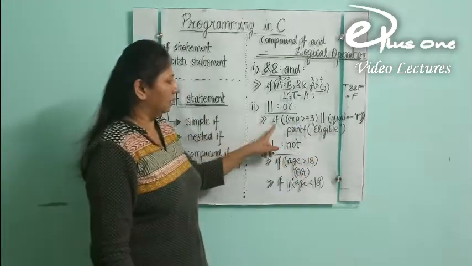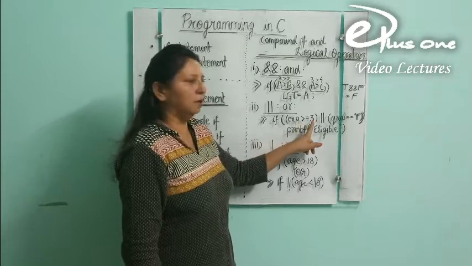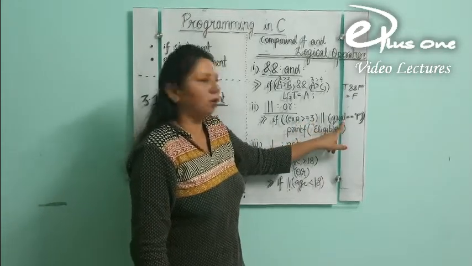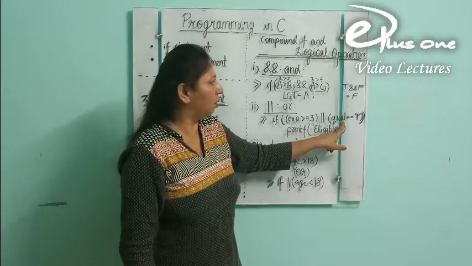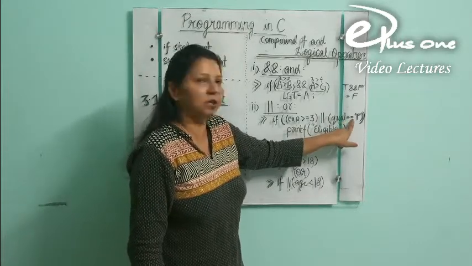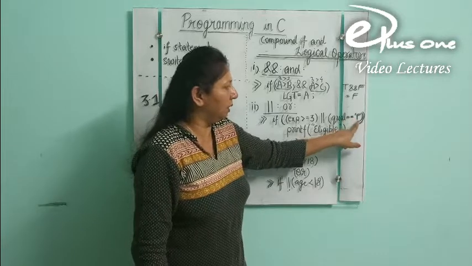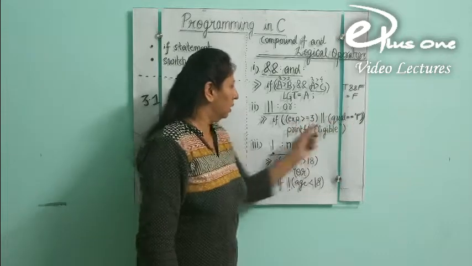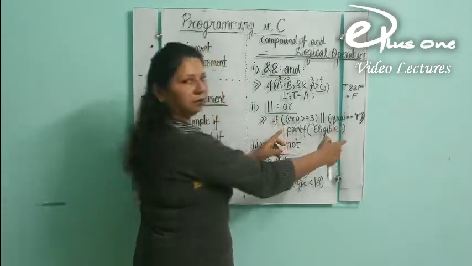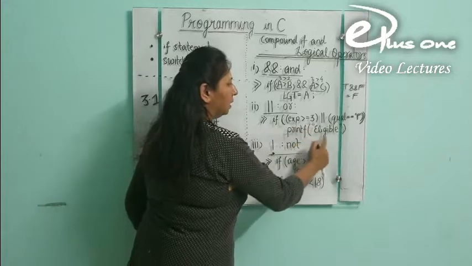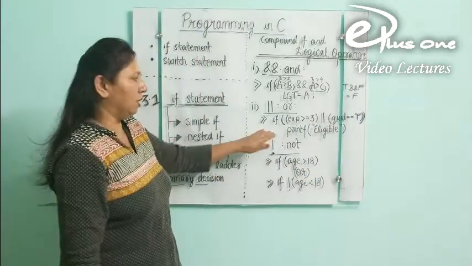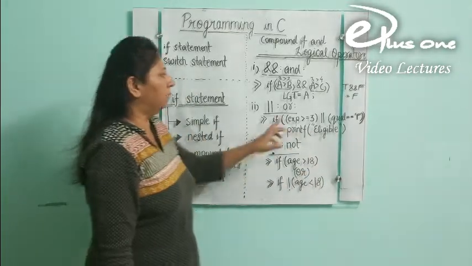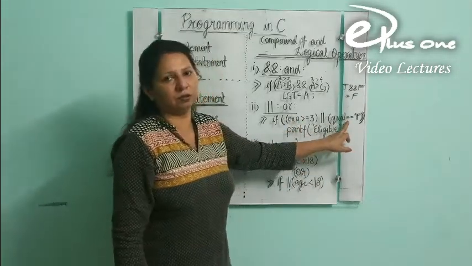So, how do I write it? I say if experience greater or equal to 3, or qual, where qual means qualification, this is a variable name, double equal to, it's a conditional equality, qual double equal to P, P stands for postgraduate. Put this within big parentheses. If this happens, printf eligible. And you can also write else printf ineligible, because else will be followed when both the conditions are false.